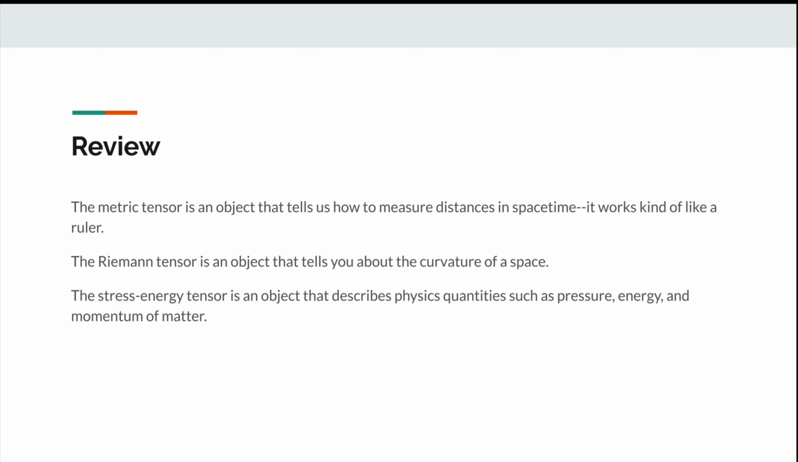Okay, so first, last week we mostly talked about how tensors work, but we also talked about important tensors that we use. One of them is the metric tensor, which is an object that tells us how to measure distances in space-time. This works kind of like a ruler. The Riemann tensor, which is an object that tells you about the curvature of a space. And the stress energy tensor, which is an object that describes physical quantities like pressure and energy and stress and momentum of matter.